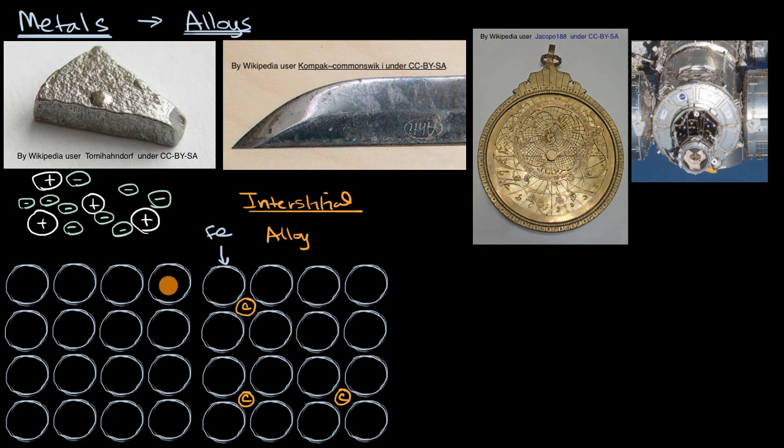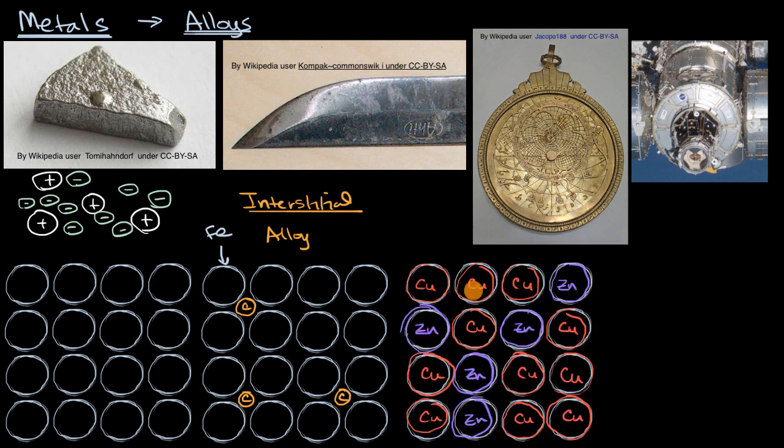Now you have other situations where you have alloys between atoms of similar size. And this right over here, this is a brass, I don't know what this is, a clock or an astrolabe or something like this. But brass is made up of a mix of copper and zinc. And when you have an alloy like this that's between atoms of similar radius, this is called a substitutional alloy. You can imagine that some of the copper has been substituted with zinc. So this is a substitutional alloy.